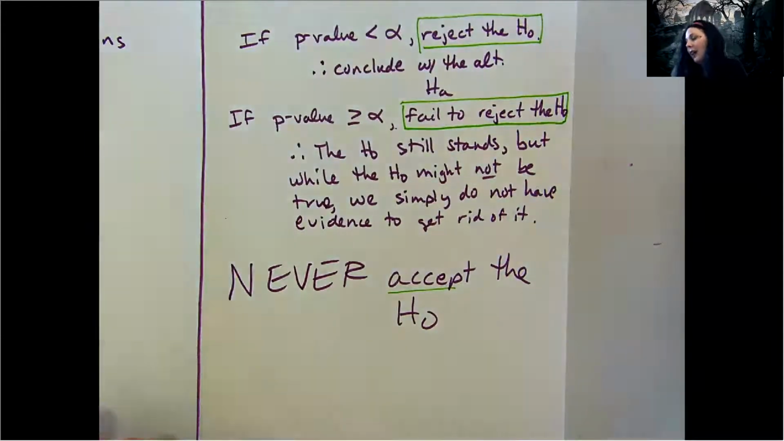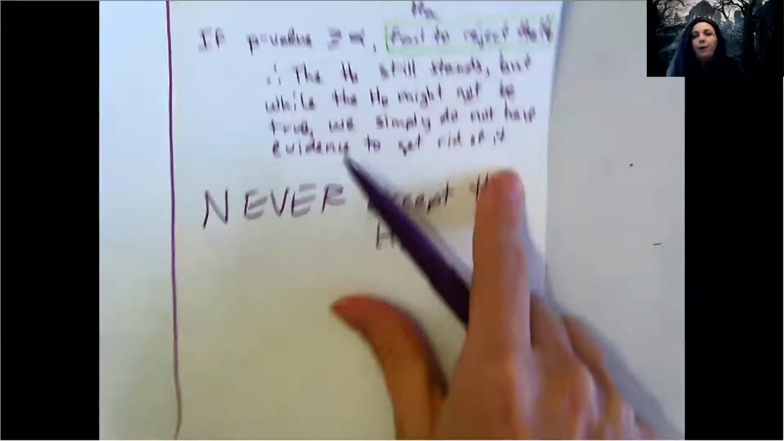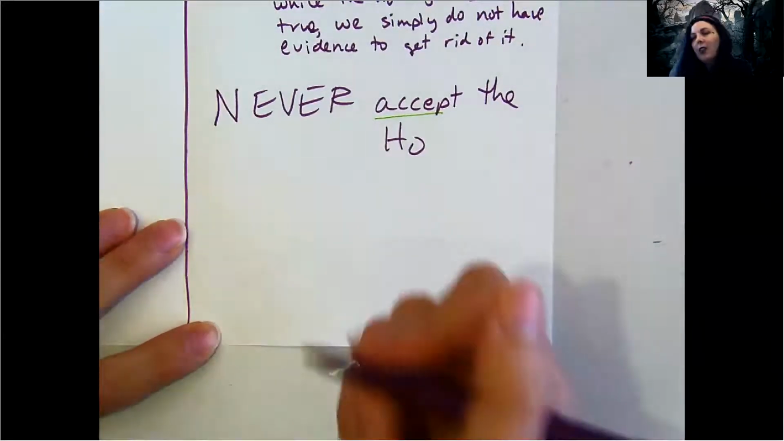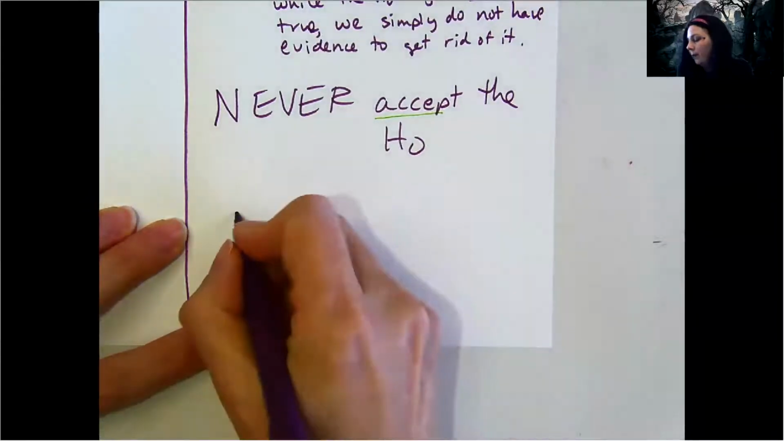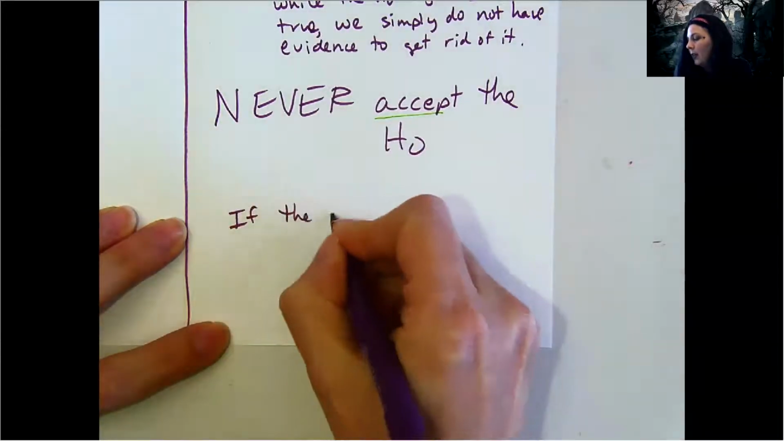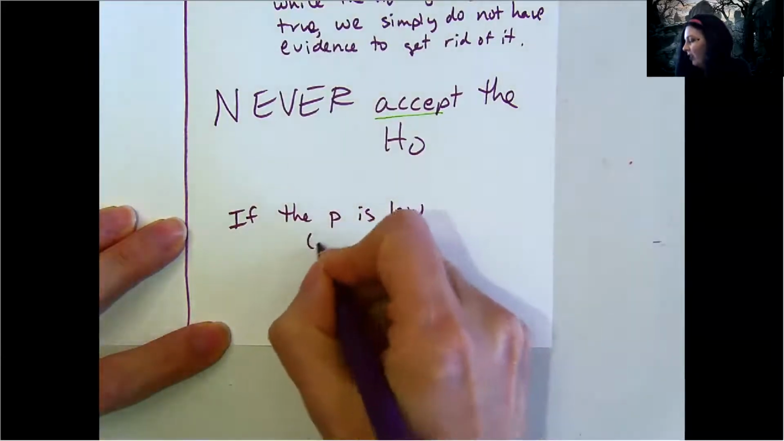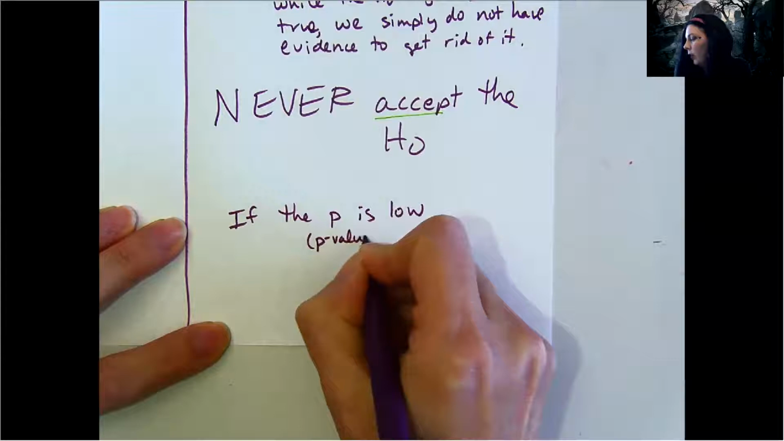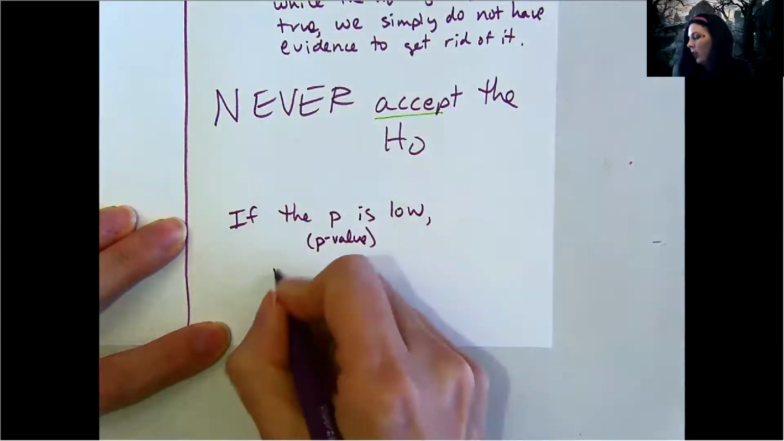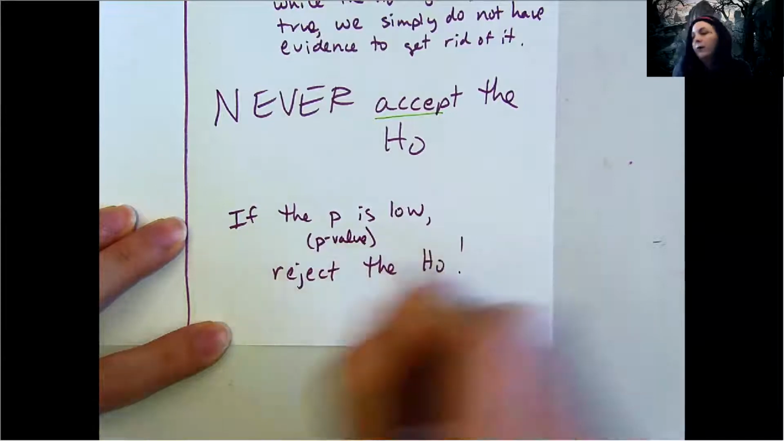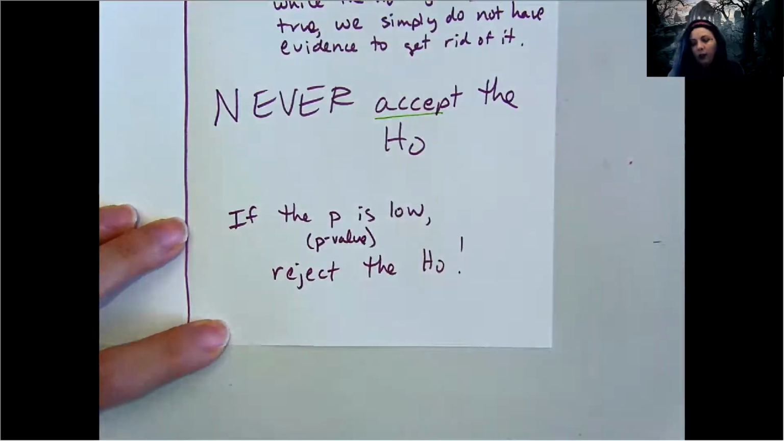And here's a little saying I didn't come up with. It's been floating around for a while. I remember learning it when I first started statistics, but it's a little rhyme to help you with all this. If the P is low, and by P we mean p-value, I should clarify, reject the HO.